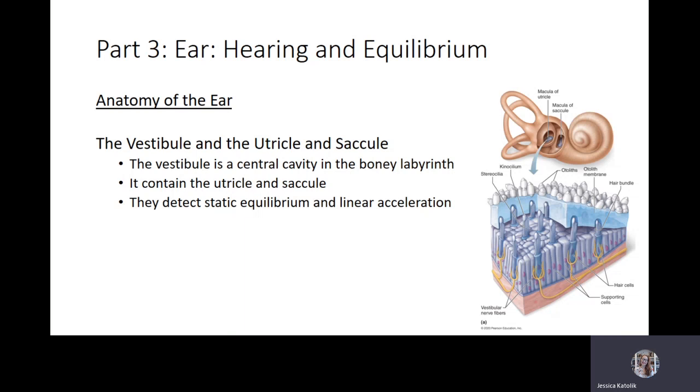An example of that is if you are riding a roller coaster and there's that first acceleration going forward and you feel like you're being pushed back into your seat, that would be a linear acceleration. And so it's going to be able to kind of feel and detect whether or not you are moving forward.